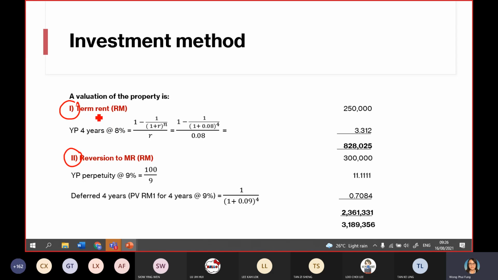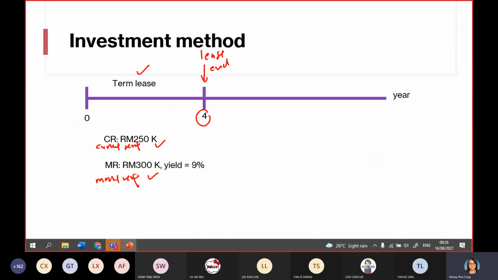First is the term rent. Second is the reversion to the market rent. Okay, I talk about the first one first. Term rent means that from here to here, term lease. So from 0 until 4, the owner is collecting 250,000 for 4 years.